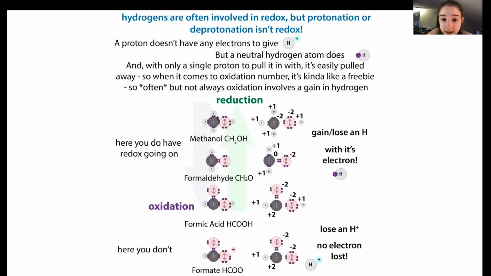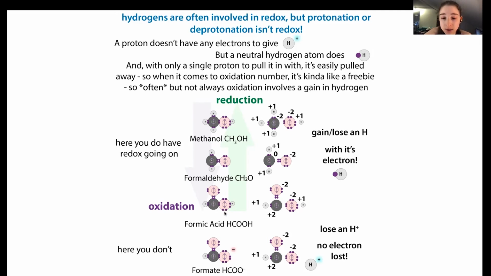If we look at the carbon, this carbon here has 1 bond to hydrogen, here it has 2 bonds to hydrogen, and here it has 3 bonds to hydrogen. So it's getting reduced as it's gaining electrons. As it gains bonds to hydrogen, it's also gaining electron density because hydrogen is so bad at sharing. It gets to hog more electrons as it forms these bonds to hydrogen, and thus it's being reduced.